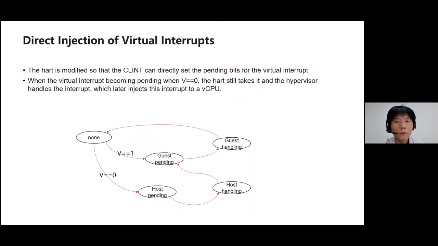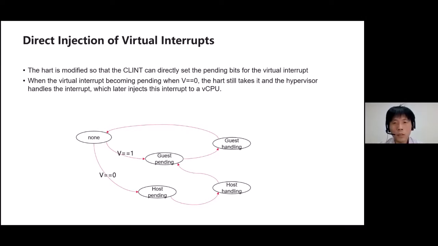To directly deliver virtual interrupts, the CLINT needs to be able to directly set the pending bits for the virtual interrupts. Currently, such pending bits are only set by host software. We changed that so that when V equals 1, the guest receives an interrupt directly. The V bit is RISC-V nomenclature for whether the hart is running a vCPU.